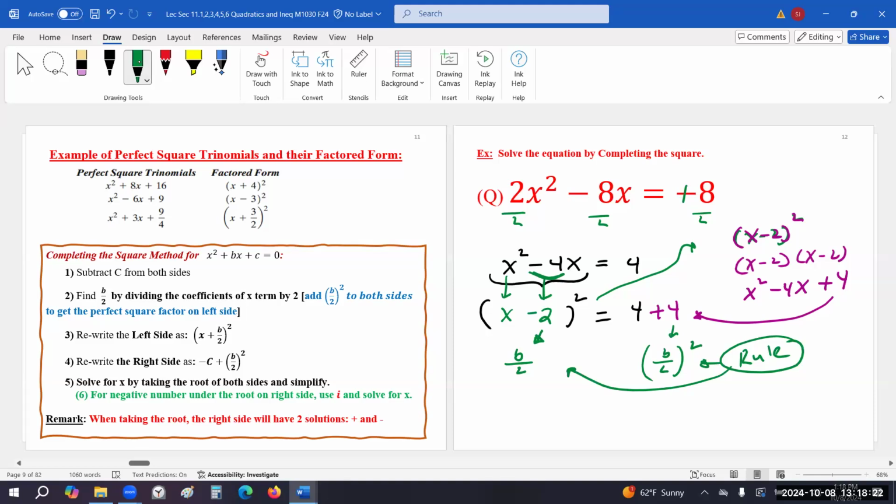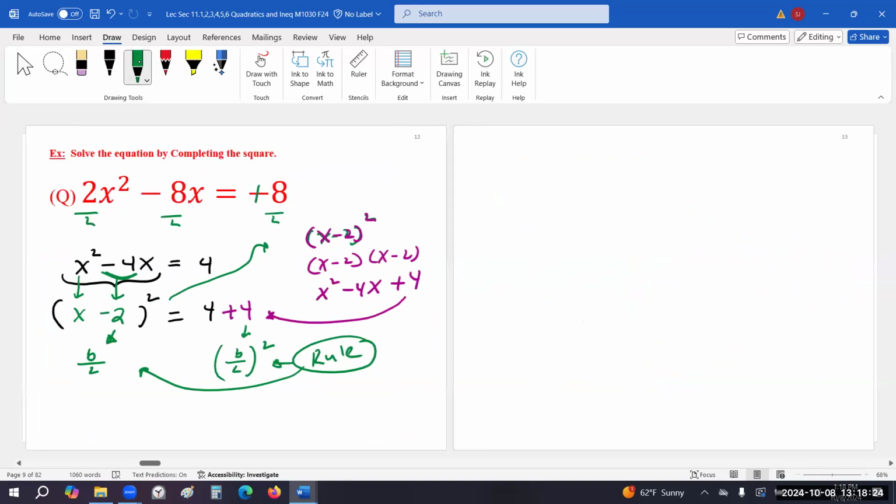Let me finish this. So at the end, we got x minus 2 squared equals 4 plus 4, which is 8. And now we know how to solve this, right? Because we did it before with another example. How do you solve for x?